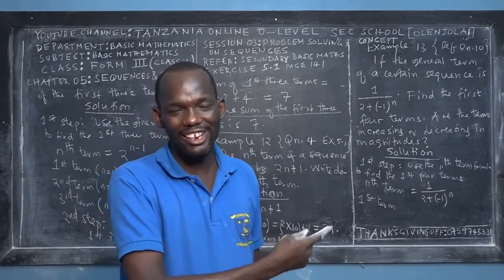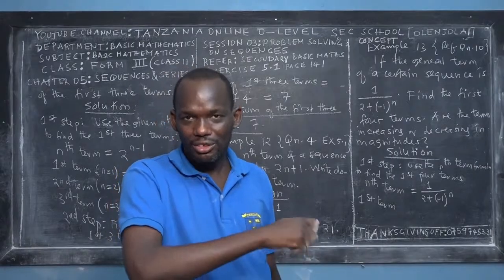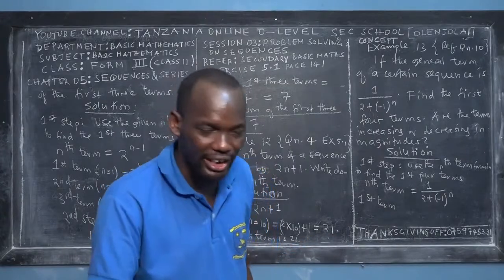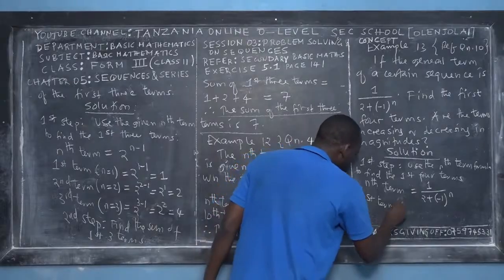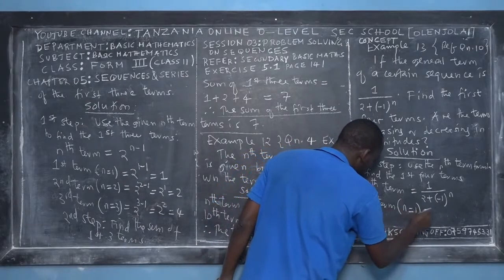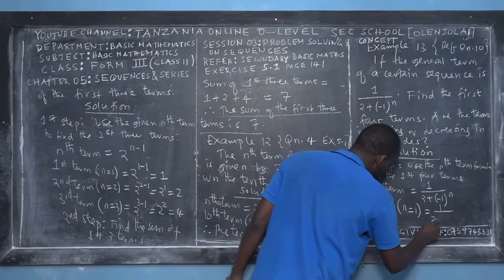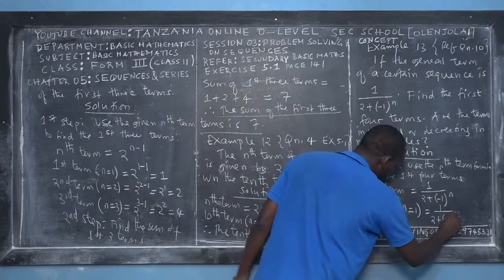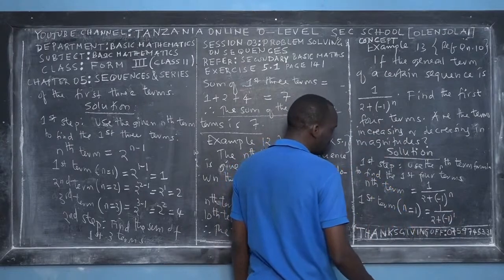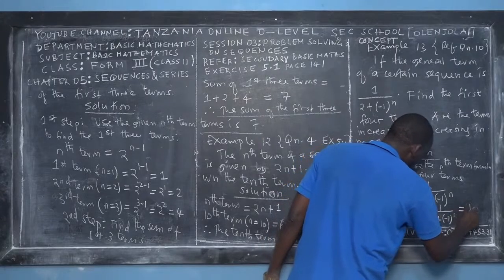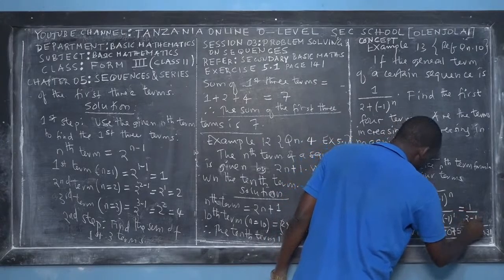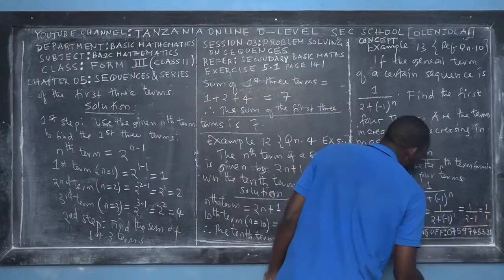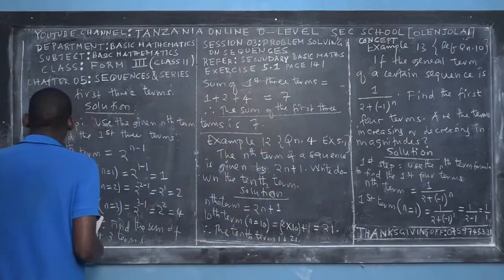Try. Pause the video and find these terms, and then after you do it yourself on a piece of paper, you continue the video and you correct yourself whether you are right or not. So you are allowed to do that. So n is equal to 1. So we have 1 over 2 plus negative 1 power 1. So negative 1 power 1 is negative 1. So the response here will be 1 over 2 minus 1, right? So 2 minus 1 is equal to 1 over 1. So the answer is 1. So the first term is 1.